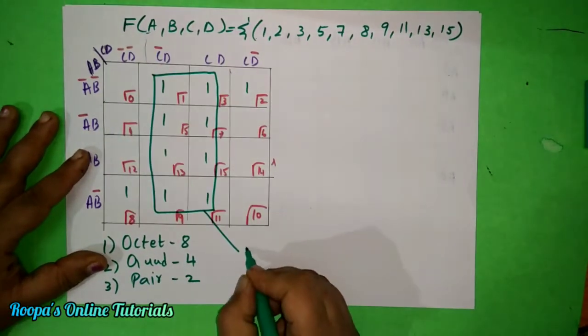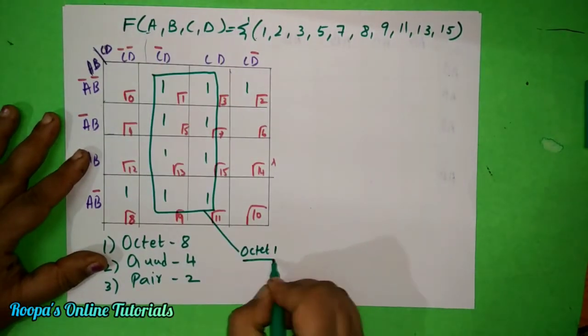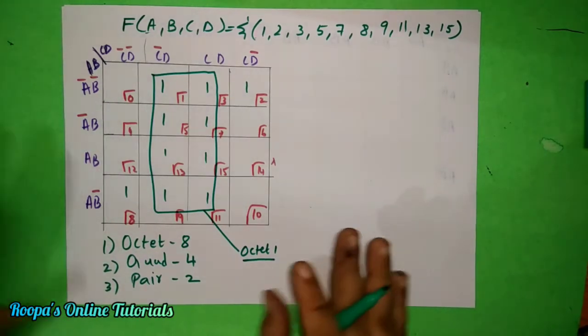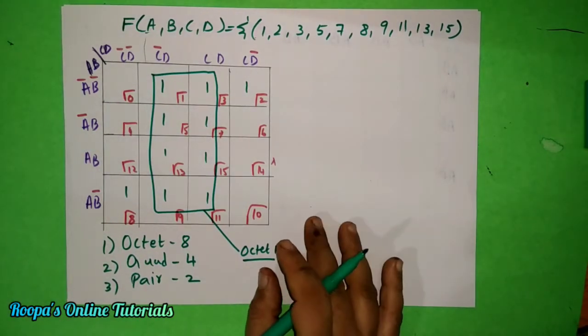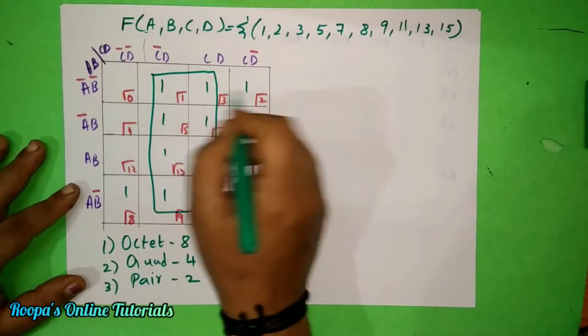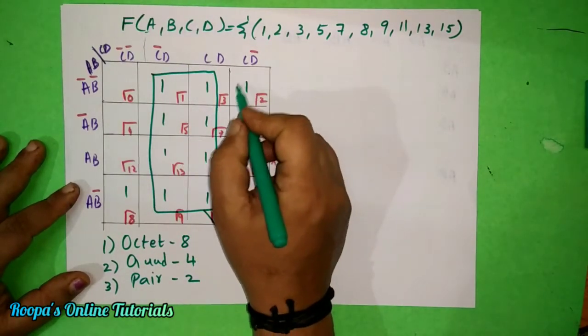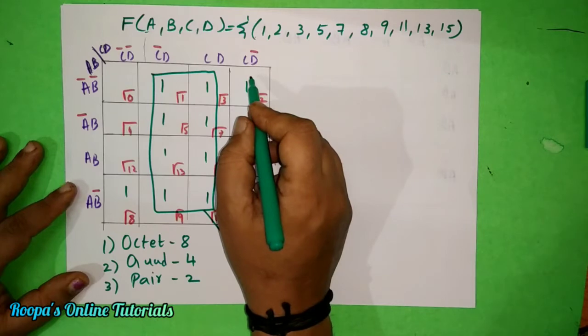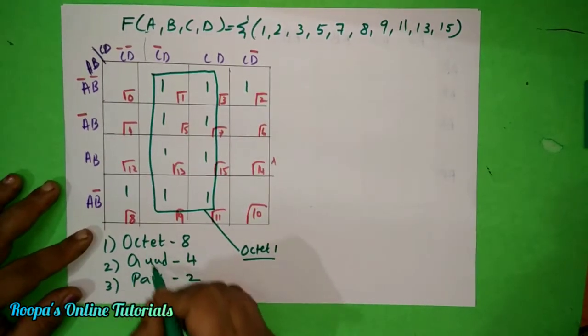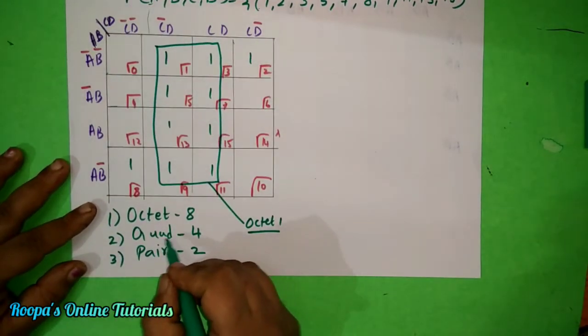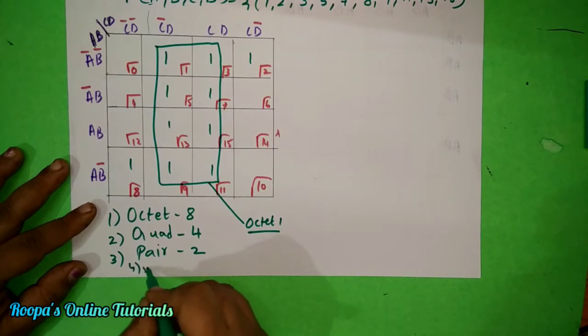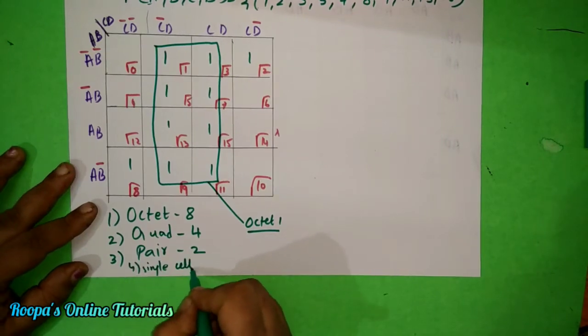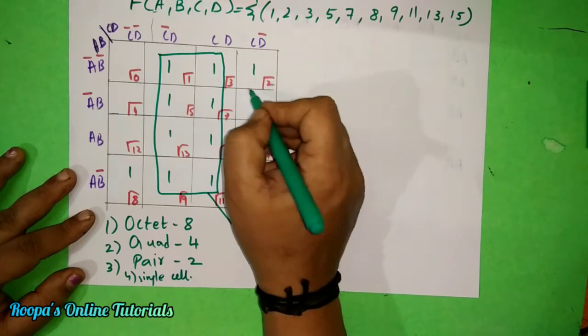Here I'm going to mark this. I write it like this, octet 1, because I don't know how many octets I have, but here only one octet is there, octet 1. And then you can see this is overlapping. Now a single cell also is there. I can simply mark this as one cell, but I shouldn't do that. Always it should go in this order: octet, quad, pair, and last only we put single cell. Please remember that. So I can't simply mark it as a single cell here.